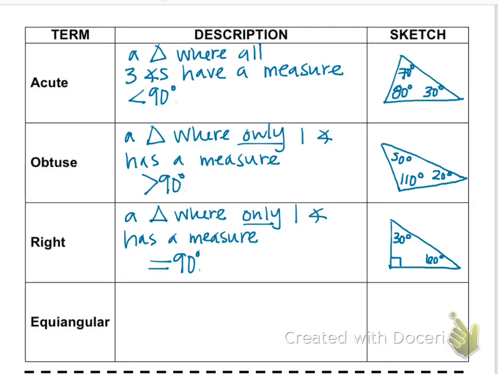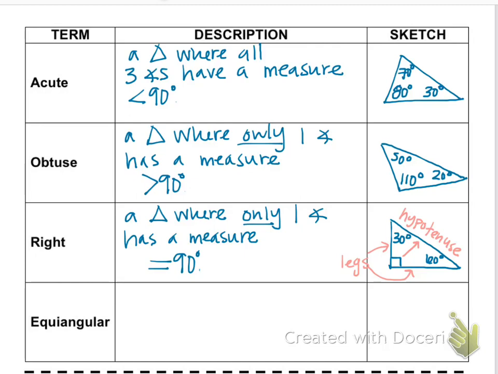Another thing to remember about right triangles is what their sides are called. That long side that's across from the right angle is called your hypotenuse. And the 2 sides that make the right angle are called your legs. So make sure you know those parts of a right triangle.